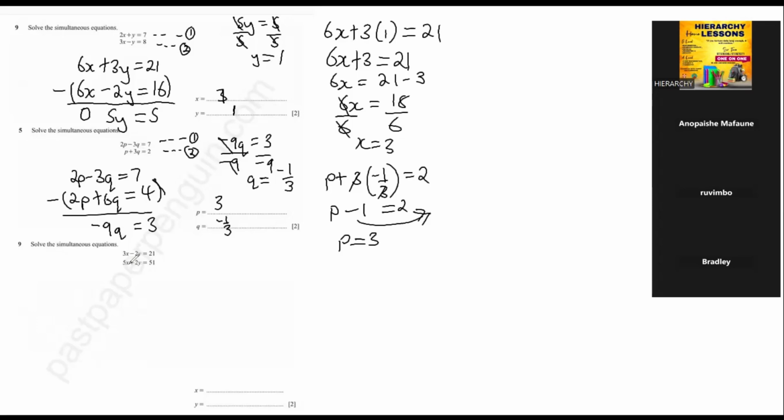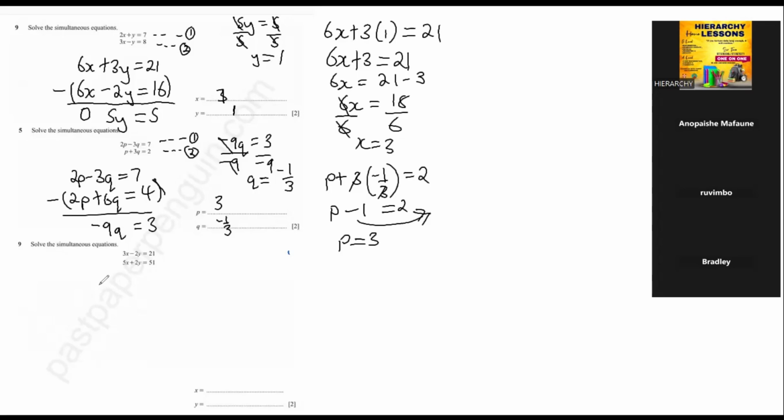Bradley. Right. So the equations are 3x minus 2y is equal to 21, and 5x plus 2y is equal to 51. So let's see.